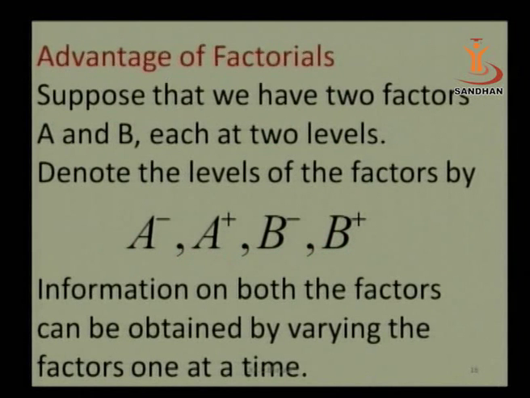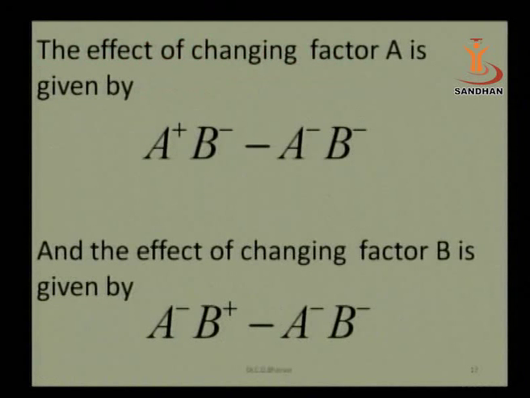Now the advantage of factorials. Suppose that we have two factors A and B, each at two levels. Denote the levels of the factors by A minus, A plus, B minus, B plus. Information on both factors can be obtained by varying the factors one at a time. The effect of changing factor A is given by A plus B minus minus A minus B minus, and the effect of changing factor B is given by A minus B plus minus A minus B minus.